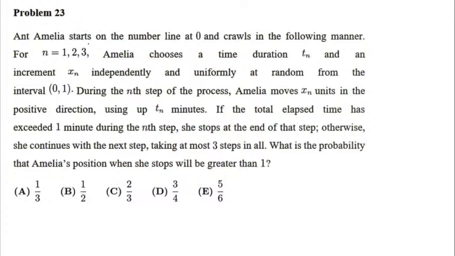Emilia starts on the number line at 0 and crawls in the following manner. For n equal to 1 to 3, Emilia chooses a time duration Tn and an increment Xn independently and uniformly at random from the interval (0, 1). During the nth step of the process, Emilia moves Xn units in the positive direction using up Tn minutes.